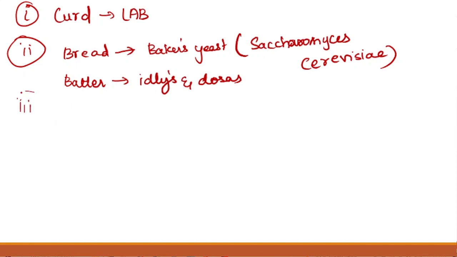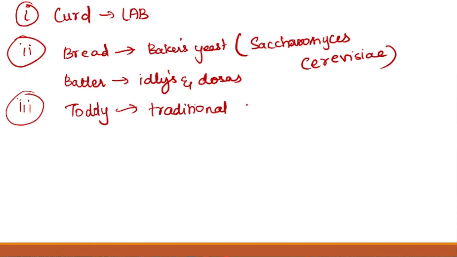Then we discussed the third one, toddy, which is a very popular traditional drink in South India, made from the sap of palm tree. So that is what we discussed about toddy.